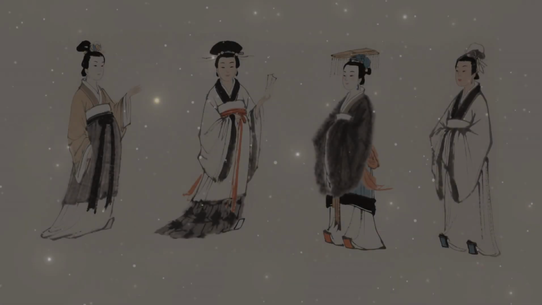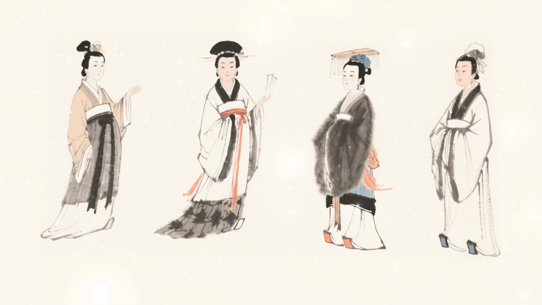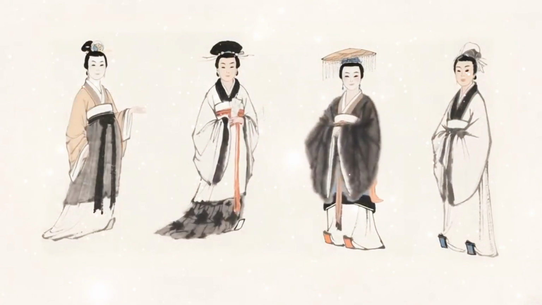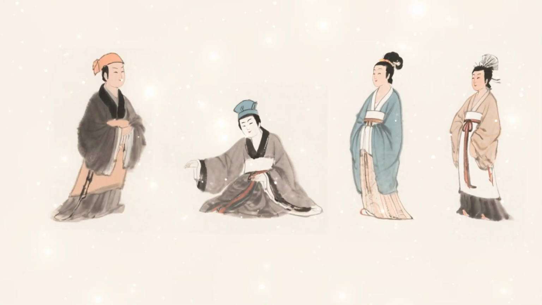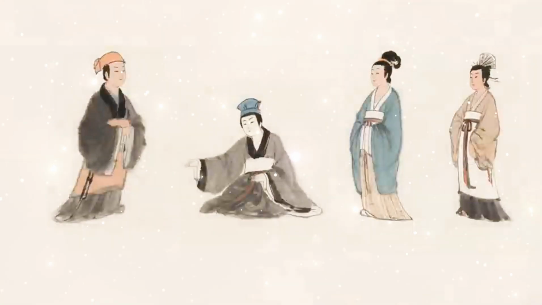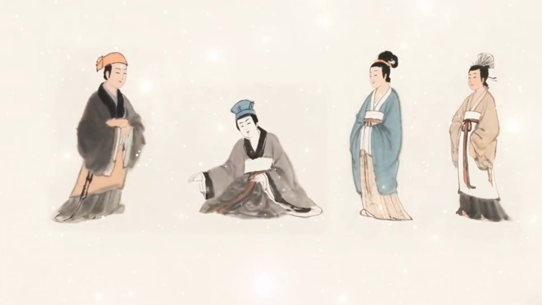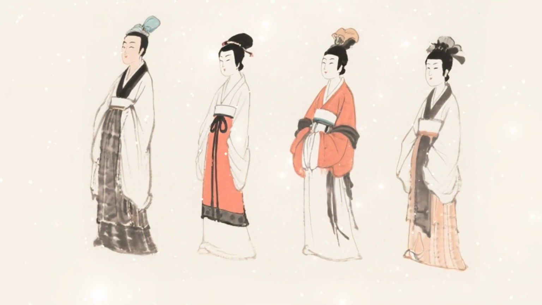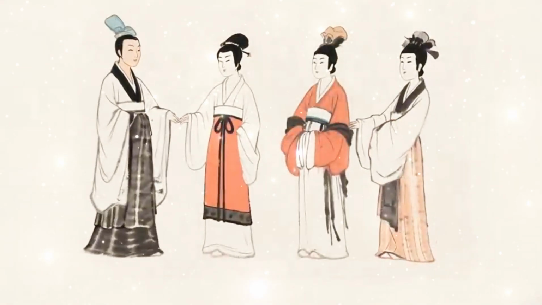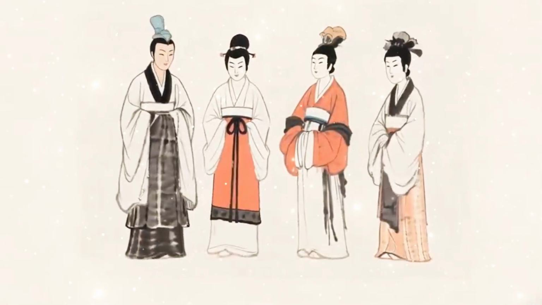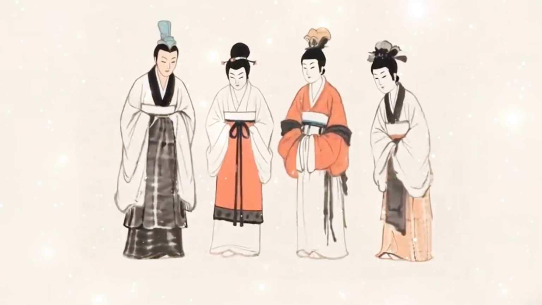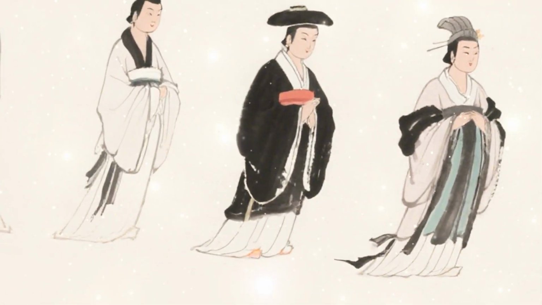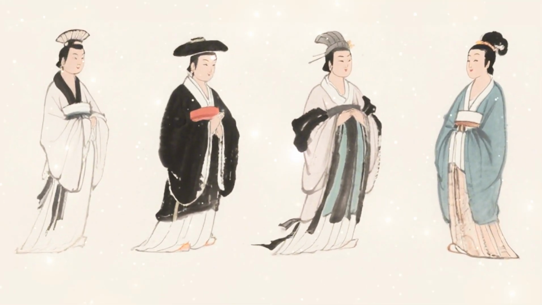16. Republic of China, 1912 CE to 1949 CE. The Xinhai Revolution overthrew the Qing dynasty and established a republic, but the period was marked by political turmoil, the War of Resistance against Japan, and the Chinese Civil War. 17. People's Republic of China, 1949 CE to present. Founded in 1949, it adopted a socialist system, and after the reform and opening up, the economy grew rapidly, making China a major global power.